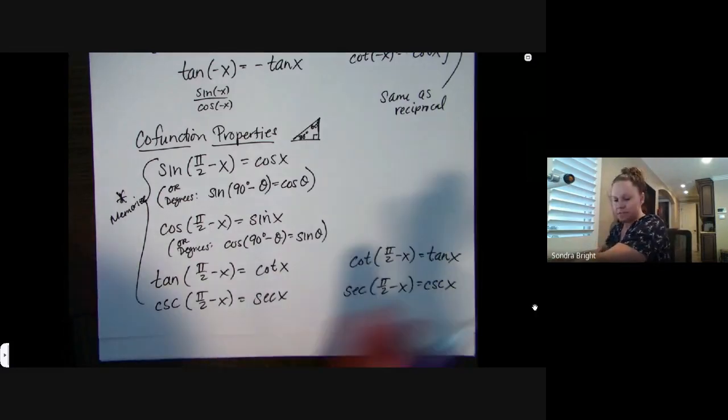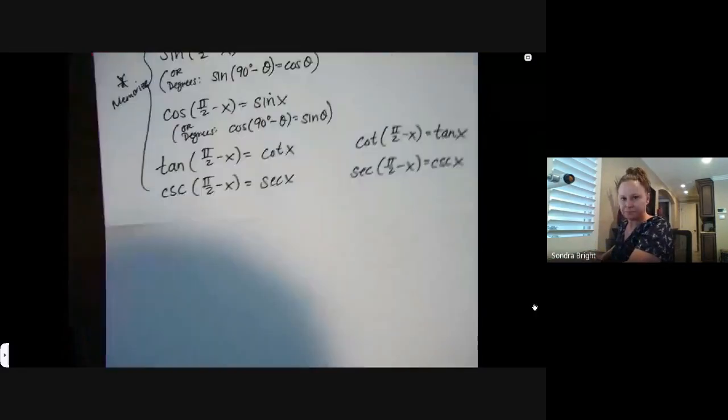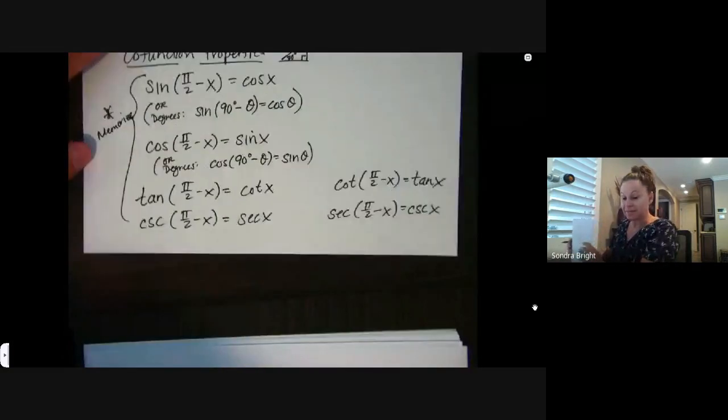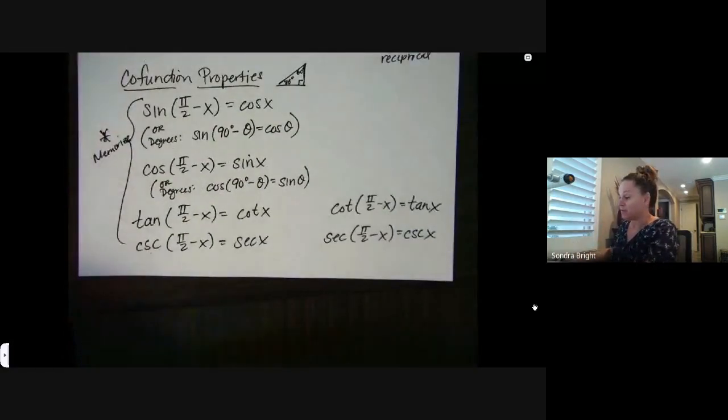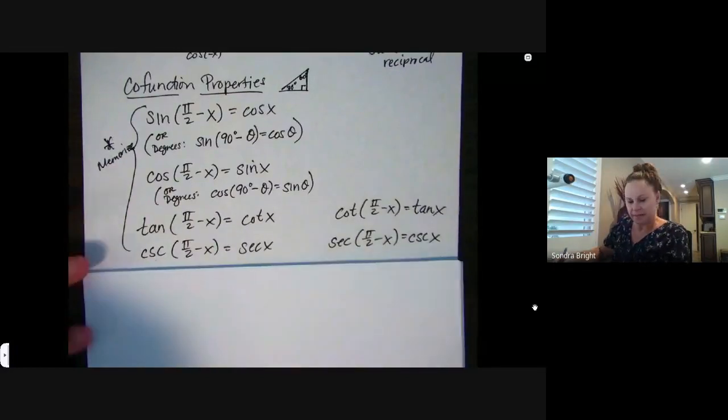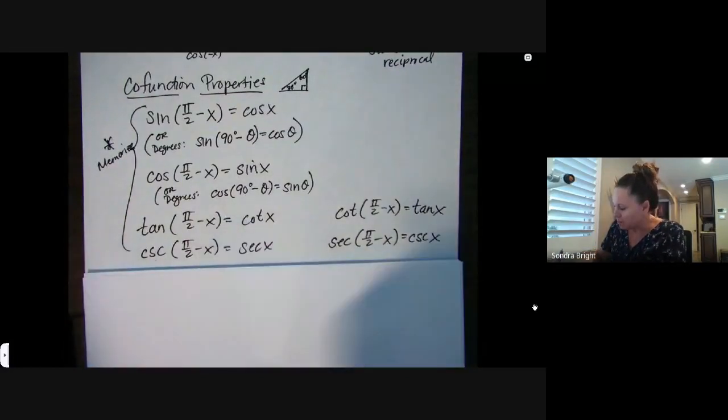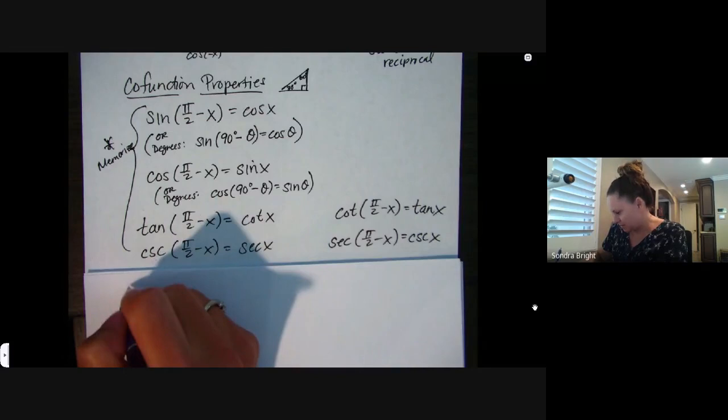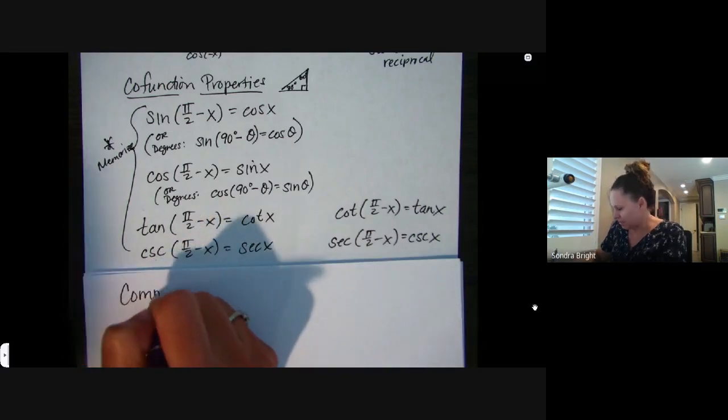All right. So now let's do ones with more than one argument, right? Well, these ones are also, but these are called the composite argument properties.